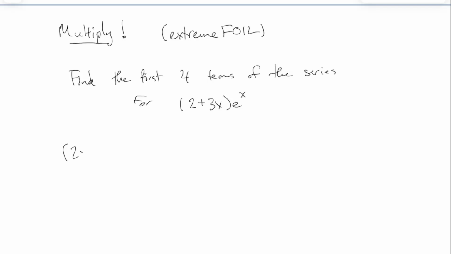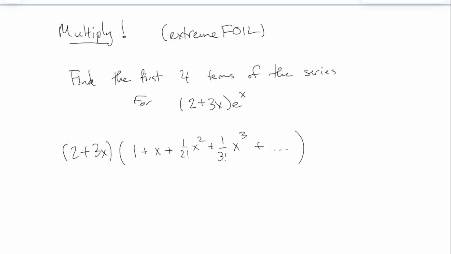So I'm going to first say 2 plus 3x, you just leave it like that. But e to the x now is the series for e to the x: 1 plus x plus 1 over 2 factorial x squared, 1 over 3 factorial x cubed, plus etc. Now I think that is enough terms that I need to write. I want to end up with 4 terms eventually in the answer, and I think that this is going to be good enough for that purpose.